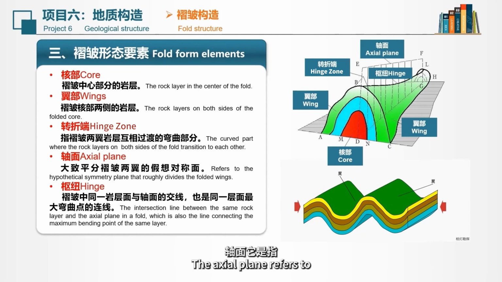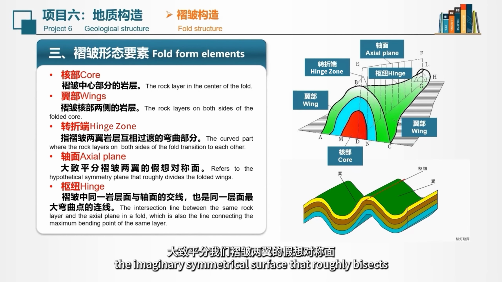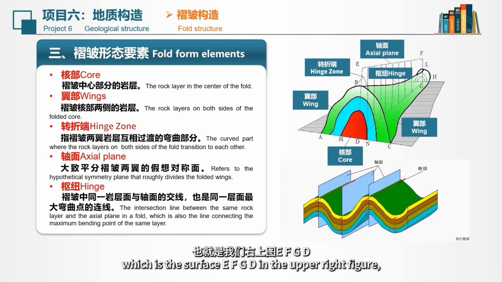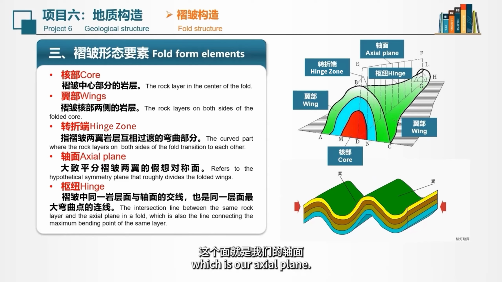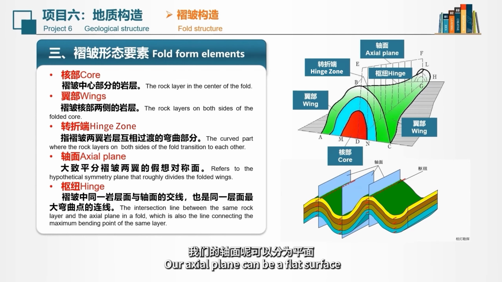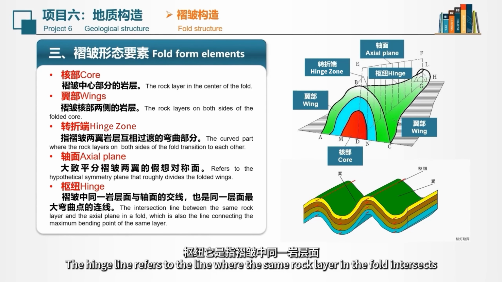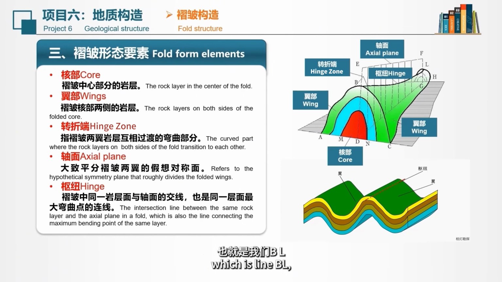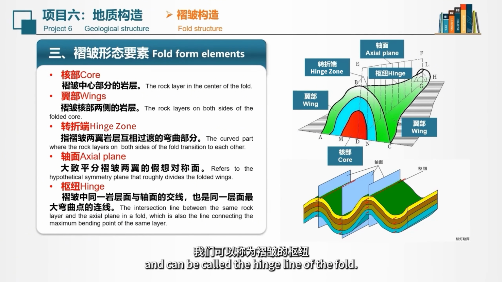The axial plane refers to the imaginary symmetrical surface that roughly bisects the two wings of the fold, which is the surface EFGD in the upper right figure. Our axial plane can be a flat surface or a curved surface. The hinge line refers to the line where the same rock layer in the fold intersects with the axial plane, which is line BL, and can be called the hinge line of the fold.